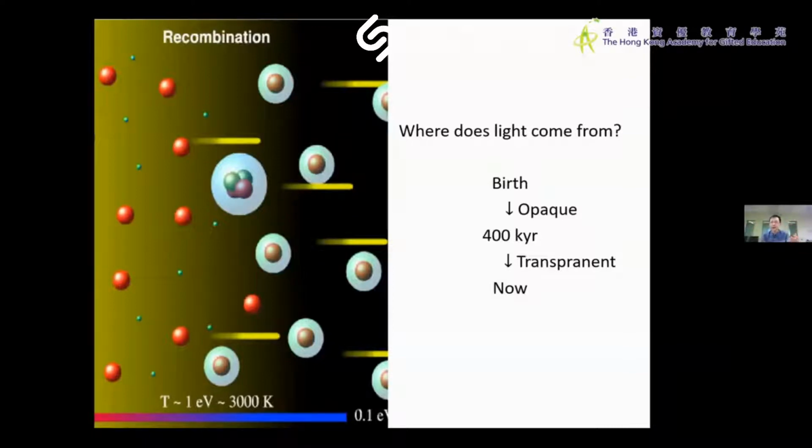As a result, the electrons are flying everywhere, and light can so frequently hit the electrons and get scattered. That means in a plasma state, our universe was opaque. Our universe was not transparent, all right? So this was the infant state of our universe.